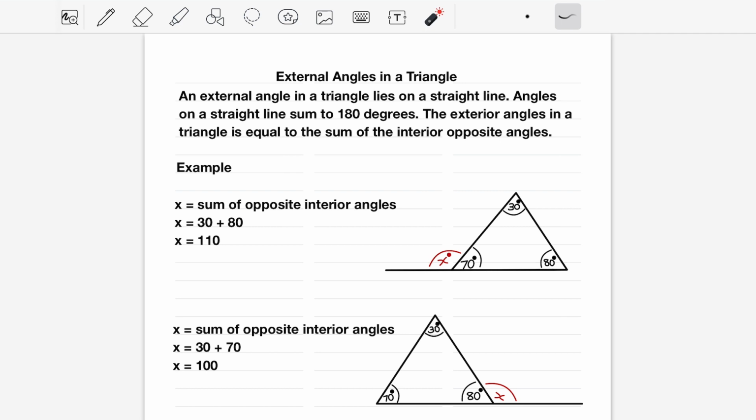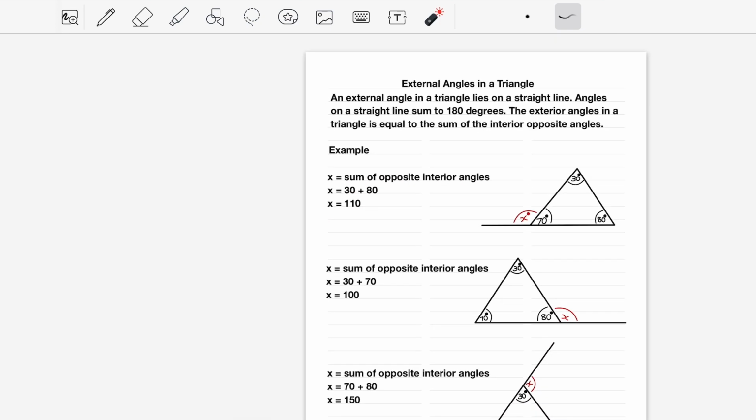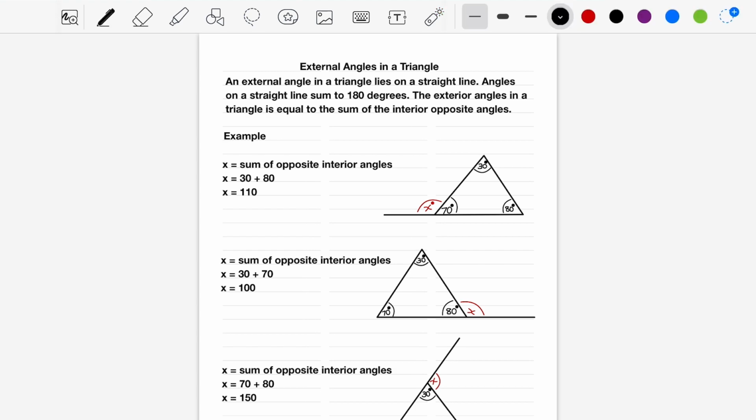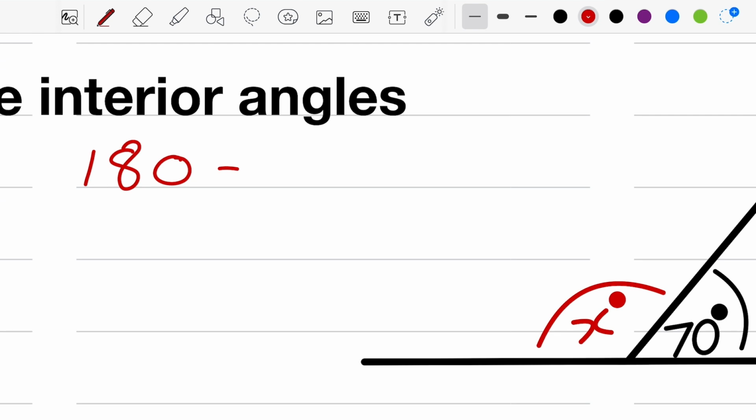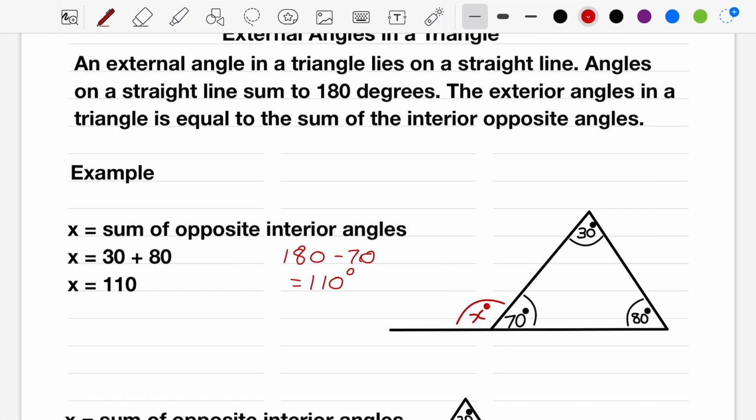right, so there's another way we can work it as well. Sum of opposite interior angles, we will still get this. Alright, so let me show you another way to work it out. So we can say angles in a straight line is equal to 180 degrees. So we take away the given angle, which is 70, and we will get 110. Right?